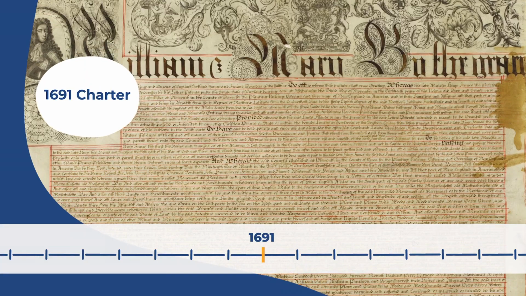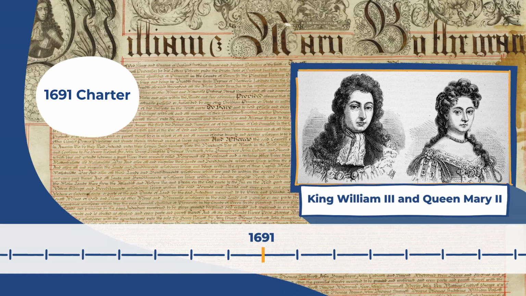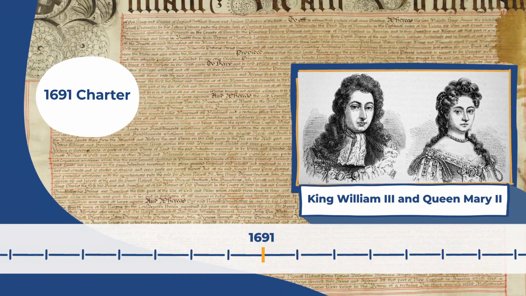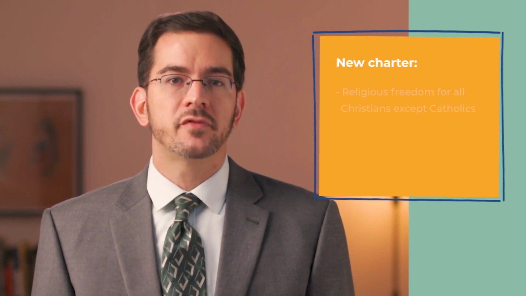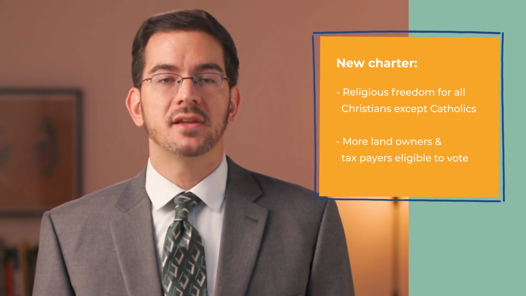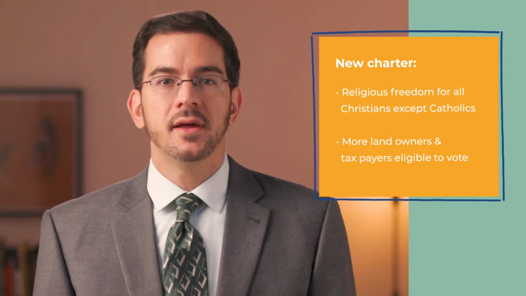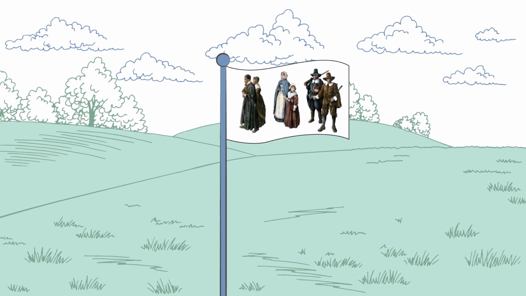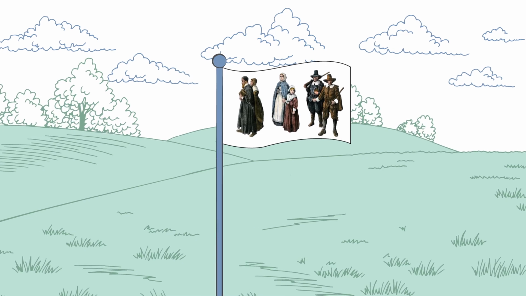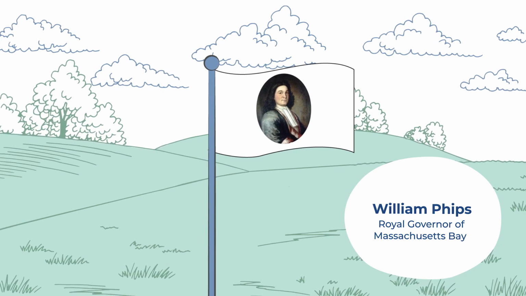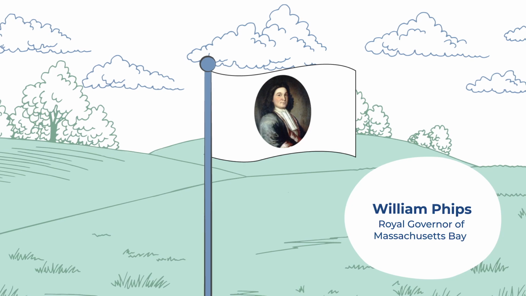In 1691, King William III and Queen Mary II issued a new charter, bringing Massachusetts more in line with other English colonies in North America. Under this new system in the Massachusetts Bay Colony, freedom of religion was extended to all Christians except Catholics, and voting privileges were expanded beyond Puritans alone, so that more landowners and taxpayers would be eligible to vote. Both of these changes weakened Puritan influence on government and society. But with a powerful royal governor in place, Britain was able to strengthen its control over Massachusetts, weakening colonial autonomy.